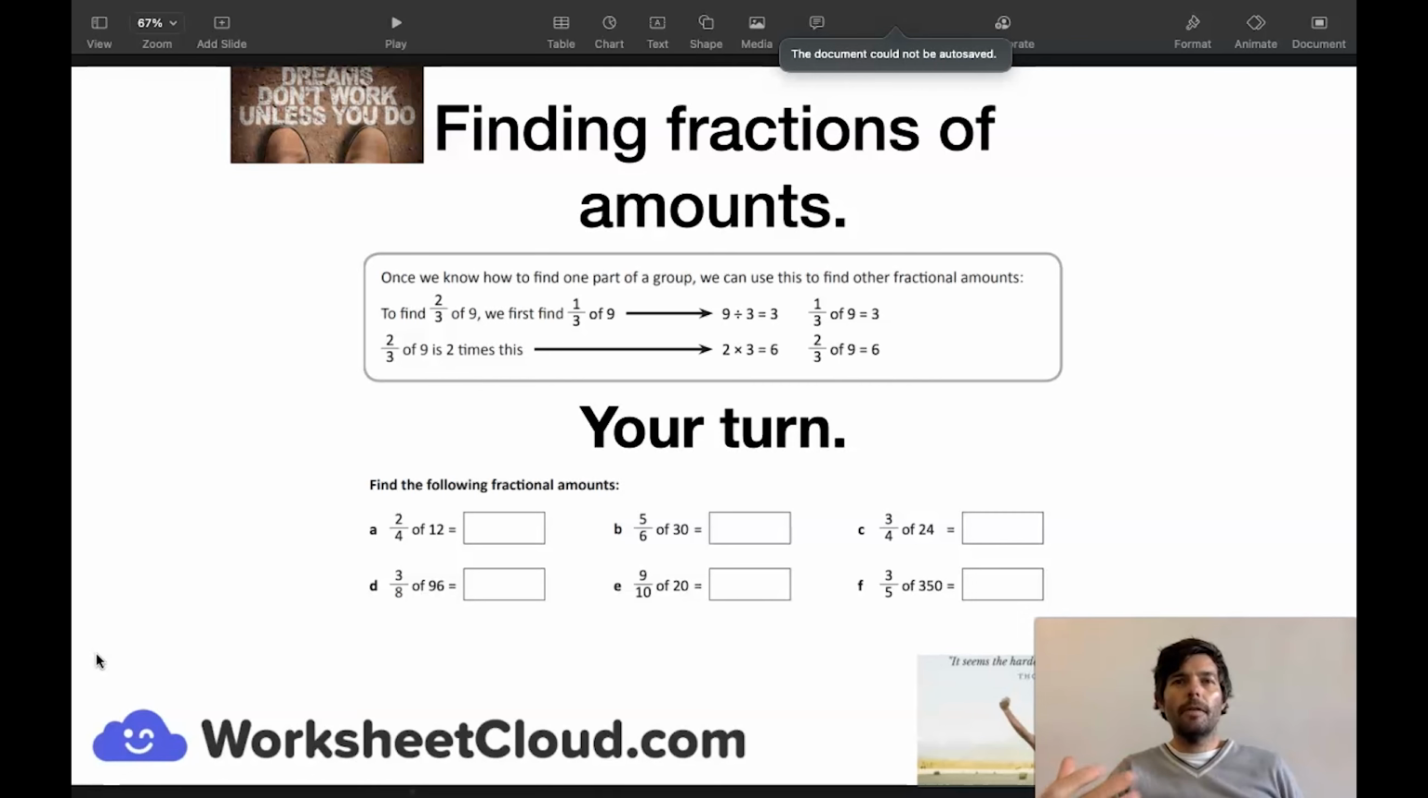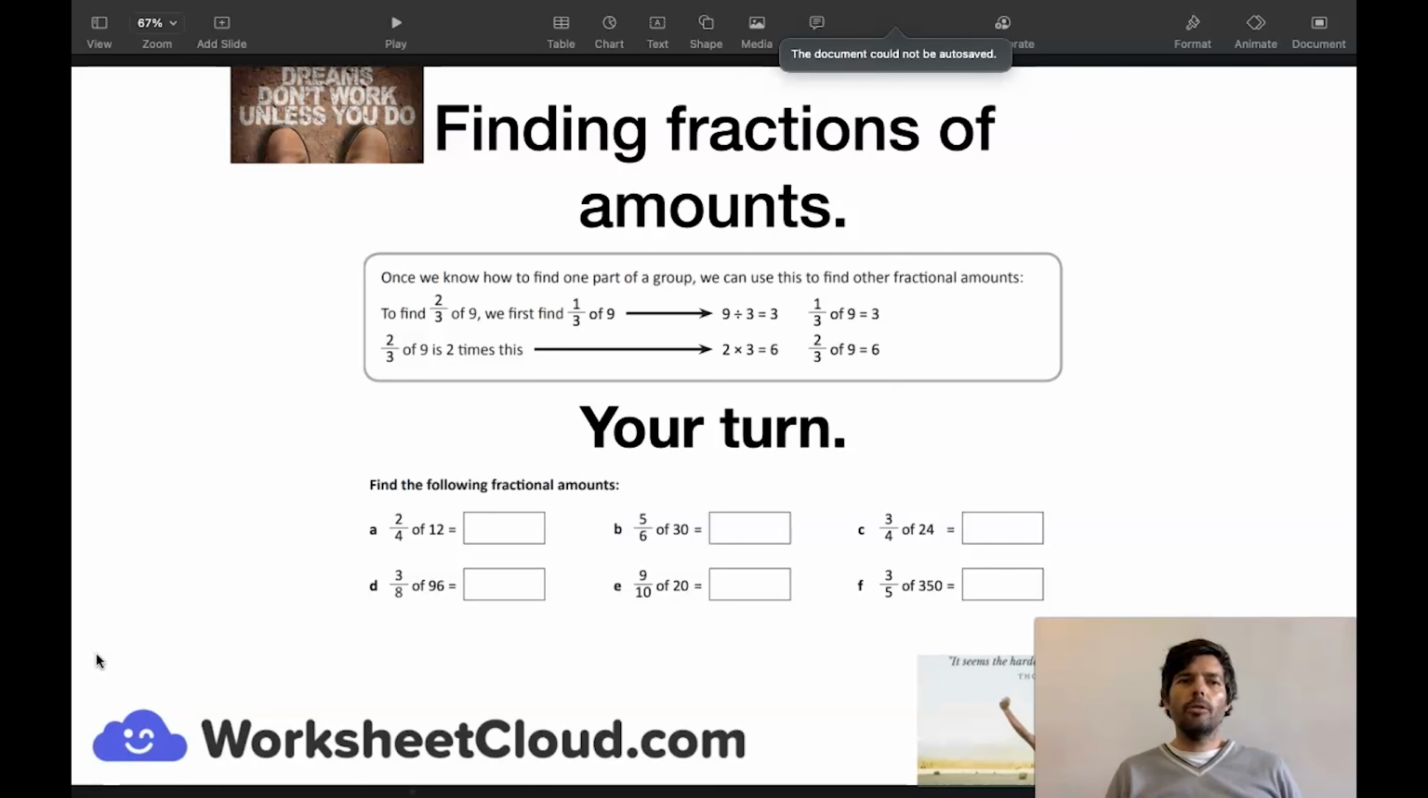So for example, to find 2/3 of 9, I first find 1/3 of 9 by dividing by the denominator 3, and 9 divided by 3 gives me 3. So 1/3 of 9 is 3. Then to find 2/3 of 9, I just multiply the 1/3 of 9 by 2, which is 2 times 3, which is equal to 6. So 2/3 of 9 is equal to 6.